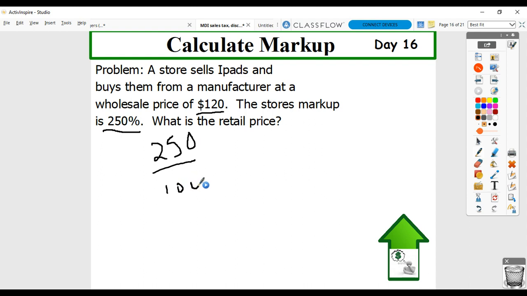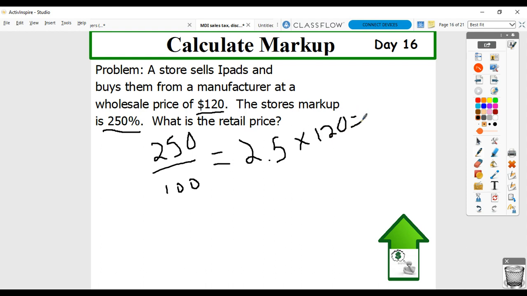Sorry about the bad handwriting. I'm doing this without a mouse. And 250 divided by 100 equals 2 and 5 tenths. And just like any percent problem we do, we always multiply this decimal by the cost of the item, which is $120 in this case.